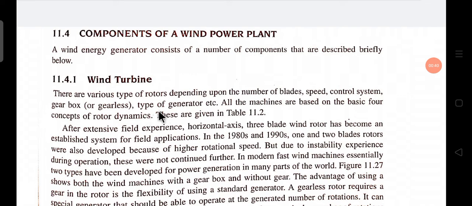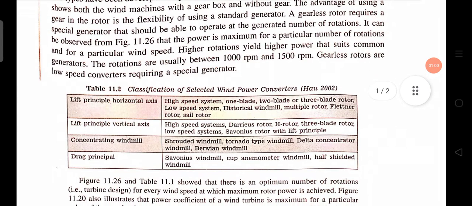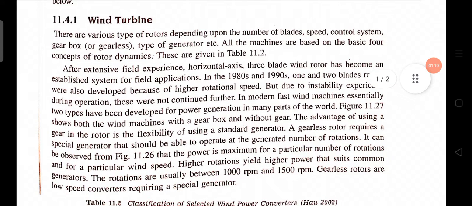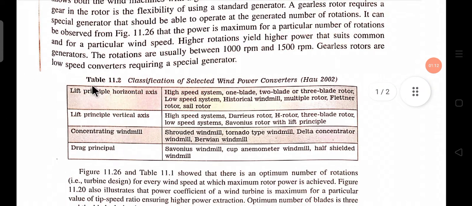There are various types of rotor depending upon the number of blades, the speed control system, gearbox, type of generator, etc. All the mechanisms are based on the basic four concepts of rotor dynamics. They are given in Table 11.2. All types of turbine rotors are based on these four principles.